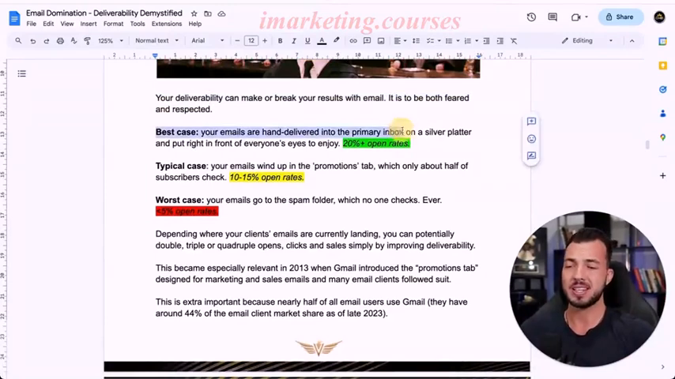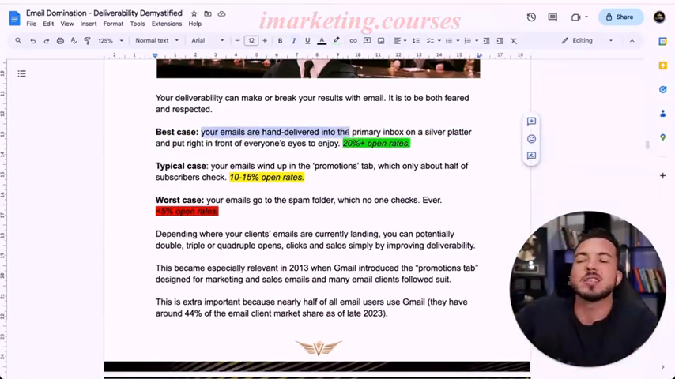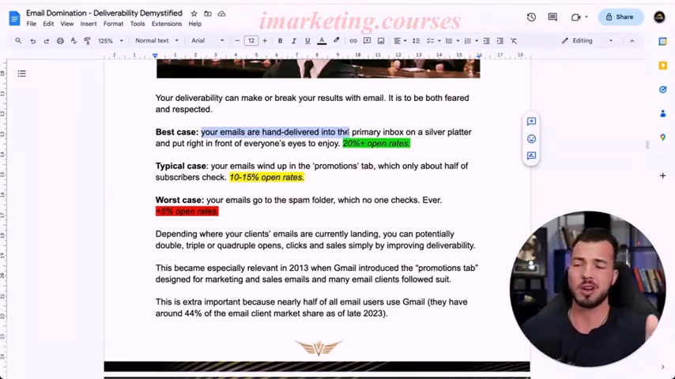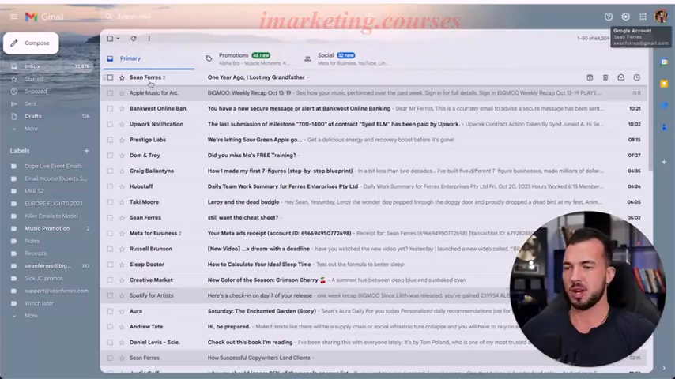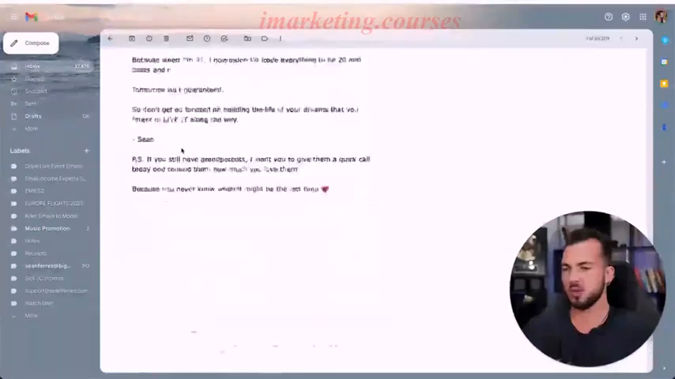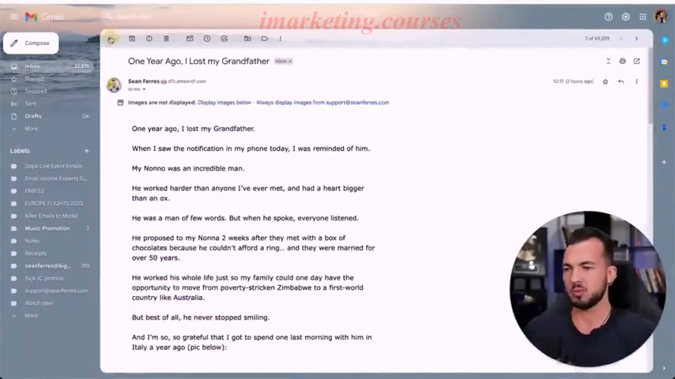So the best case here with deliverability and what we're shooting for and what we're trying to aspire to for all of your clients' emails is that your emails are hand delivered nicely into the primary inbox on a silver platter. They're put right in front of everyone's eyes to enjoy. Okay. This just means you open Gmail and they're right there in the primary tab. Right at the top, boom, Sean Ferris lost my grandfather. What's that about? Let me go check. Let me read the email, okay? This is a really quite inspiring email. I'm really proud of that one.